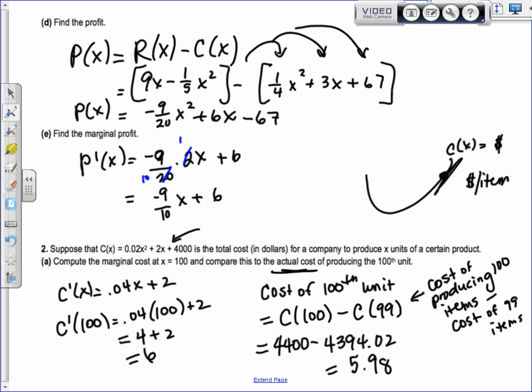What was faster? The derivative, right? It was much faster. So when you get these really complex polynomials, it's much faster to use the derivative, which is always 1 degree less if you had a polynomial, right, than your original. So it's faster to use the derivative. So we use marginal cost as an approximation of computing the actual cost. Okay.